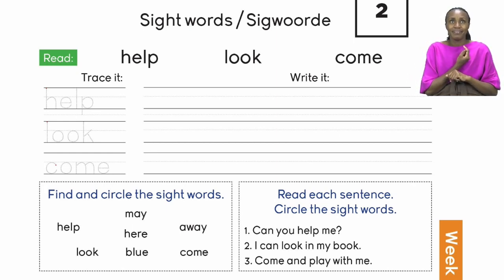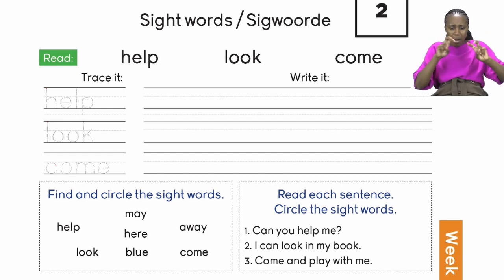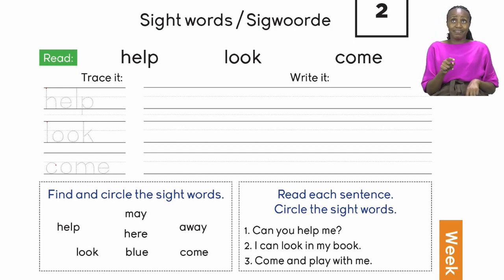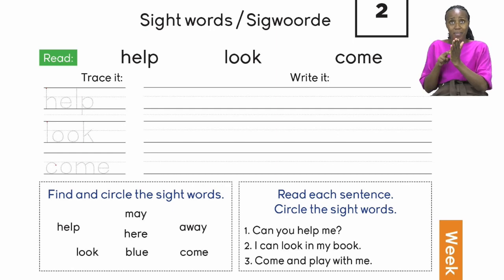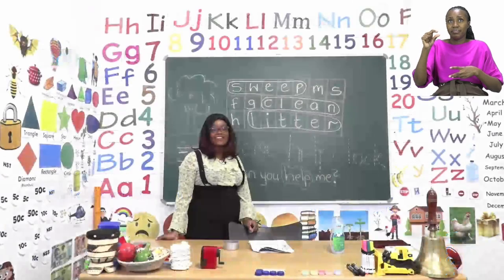When you're done with that, you can try and find the sight words in the box below. Remember, we're looking for the words help, look, come. When you find those words, please circle them. And then the last one is to read each sentence. So let's take a look at the board and see how best we can help each other do some of this work.